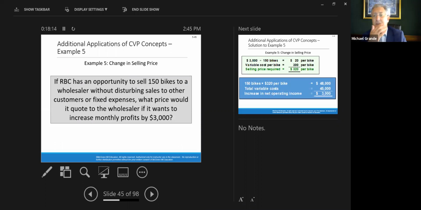If RBC has an opportunity to sell 150 bikes to a wholesaler without disturbing sales to other customers or fixed expenses, what price would it quote to the wholesaler if it wants to increase monthly profits by $3,000?